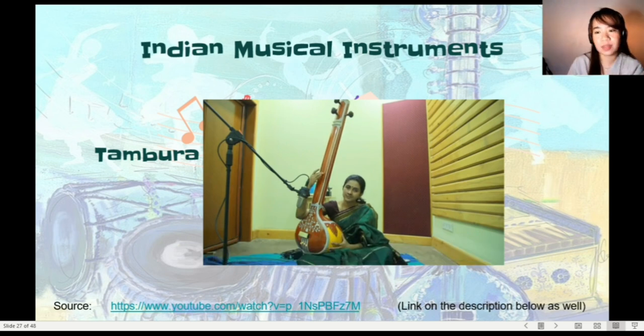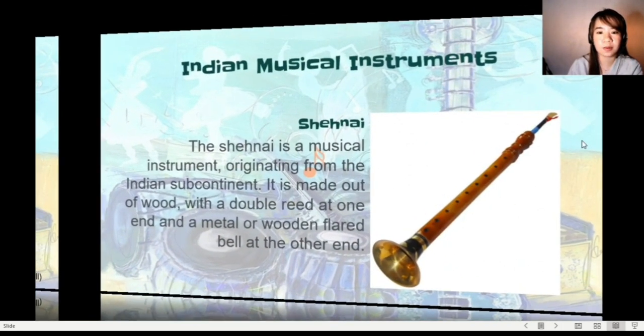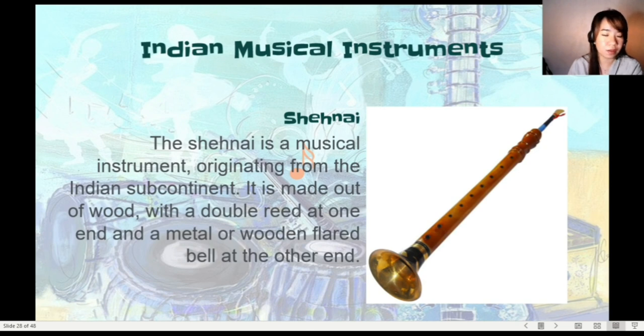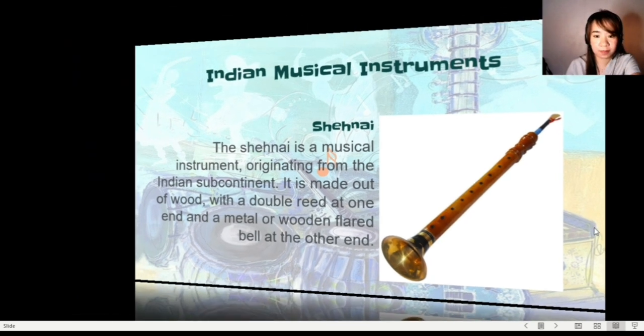Okay, so again, you can watch this full video on the link below. Now next, let's move on to the next one. So we have another Indian musical instrument, chennai. The chennai is a musical instrument originating from the Indian subcontinent also. It is made of wood with a double reed at one end and a metal or wooden flared bell at the other end. Okay, double reed here, and then here, wooden flared bell. Okay, so let's see how this one sounds.